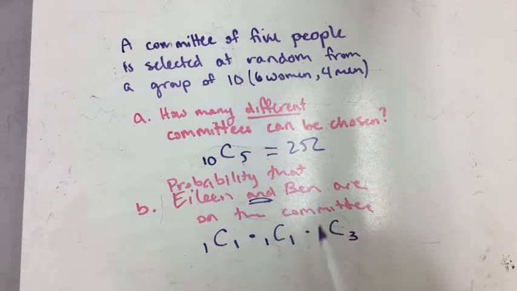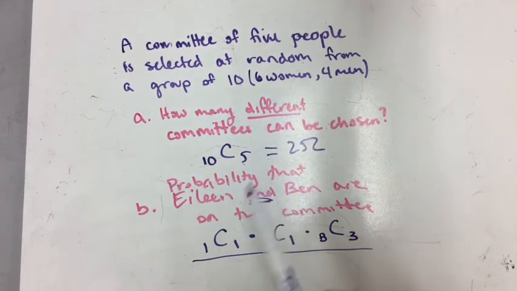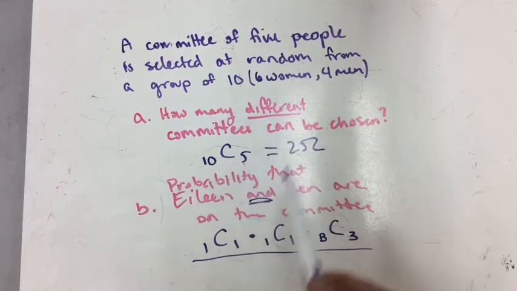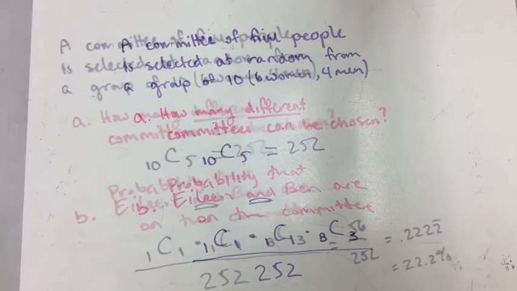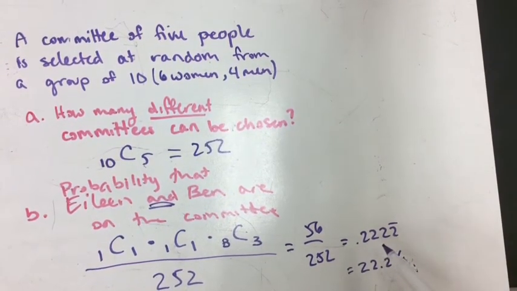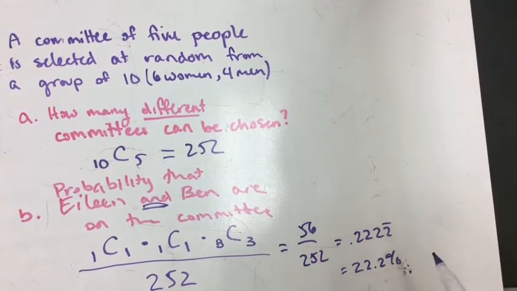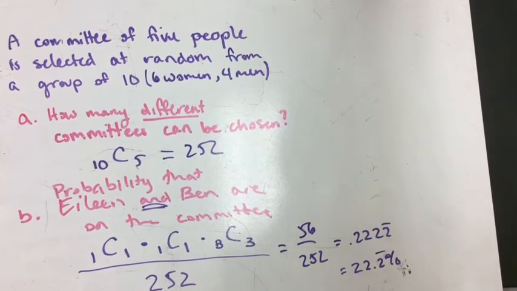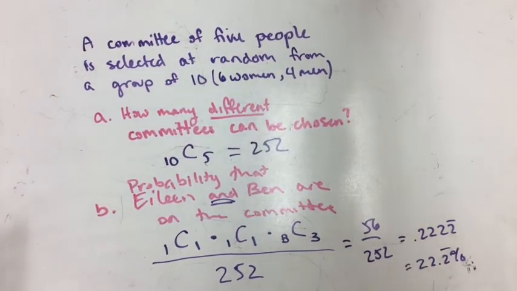However, this is a probability question, so we need to put it over the entire sample space. How many committees were there that could have been chosen in general? There was 252, so we can just put this over 252. Again, you're going to need to go to a calculator. Okay, this comes out to be 56 over 252, which is equal to 0.2222 repeating. Percentage-wise, this is 22.2% that Eileen and Ben will both be on this committee of 5 people.